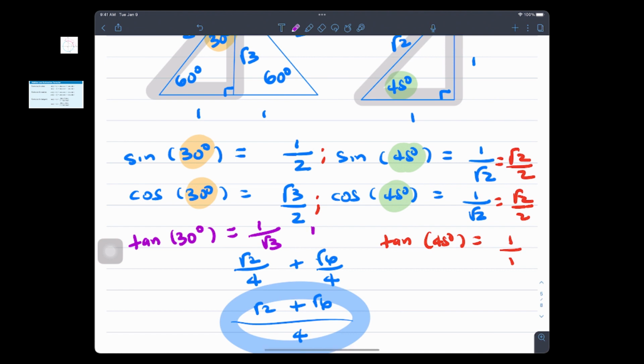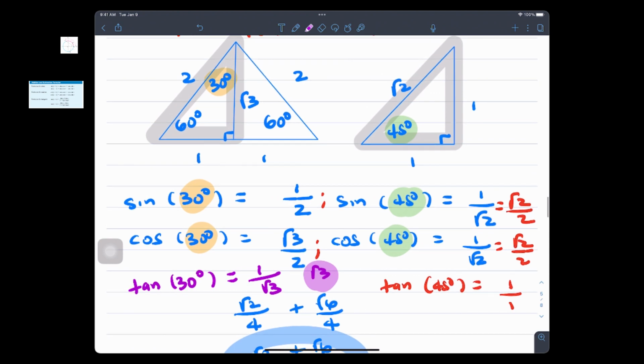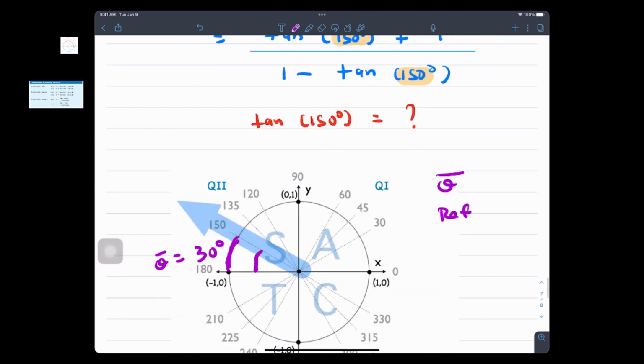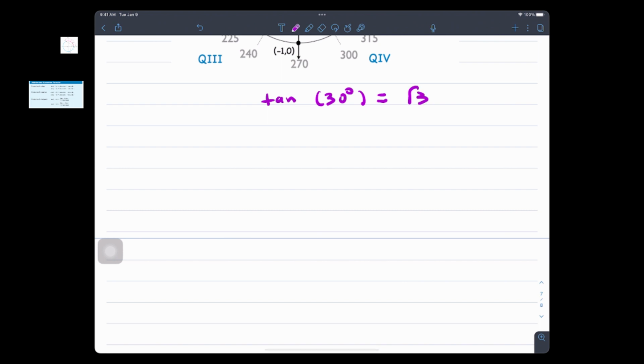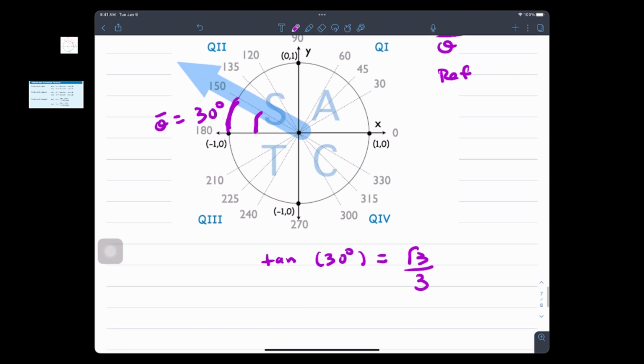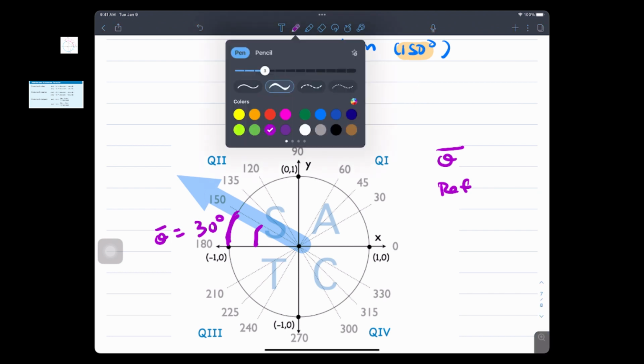1 over the square root of 3. Rationalize that. It's the square root of 3 over 3. Sorry, I've got to drink my coffee. Is that true, if we rationalize that? Okay. Square root of 3 over 3. So, ladies and gentlemen, that's the reference. Now that we have the reference, we can answer the question of tangent of 150. What's tangent of 150?